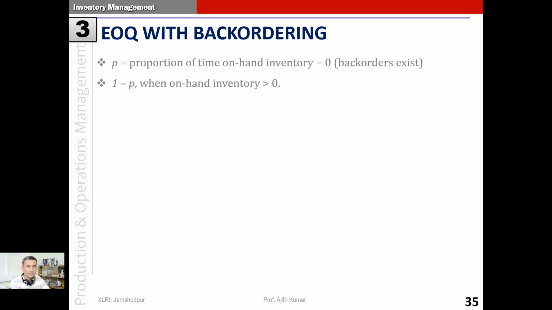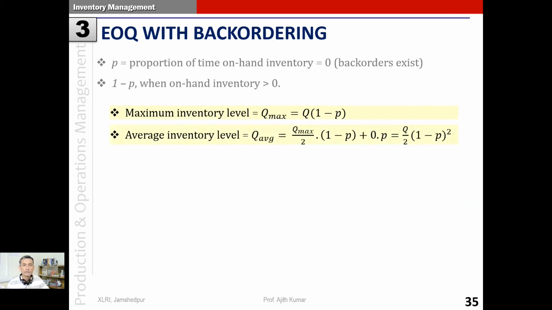Okay. Now with this, we move forward and we write these equations. The maximum inventory level Q max is Q into 1 minus P, and the average inventory level Q average is calculated over the entire cycle, where in the 1 minus P proportion of the cycle, it is Q max by 2, and in the remaining P proportion of the cycle, when there is no on-hand inventory, it becomes 0, and therefore the average over a full cycle will be Q max by 2 into 1 minus P plus 0 into P, right? So since Q max itself is Q into 1 minus P, the Q average will become Q by 2 into 1 minus P, the whole squared.